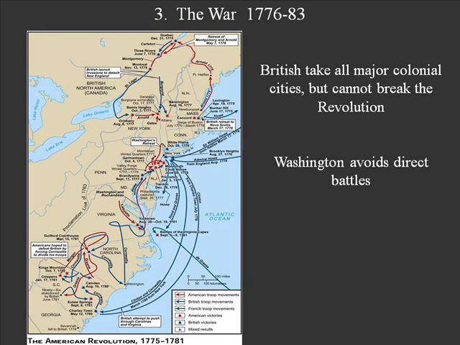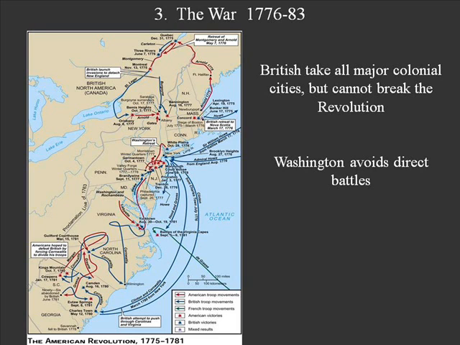So he fights what we call a war of avoidance, just trying to survive, hoping that eventually the British will get tired of fighting and give up. And over time, it's a pretty successful strategy. Eventually, France joins in this war.